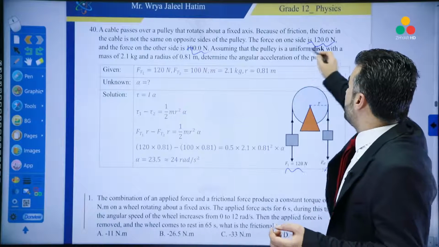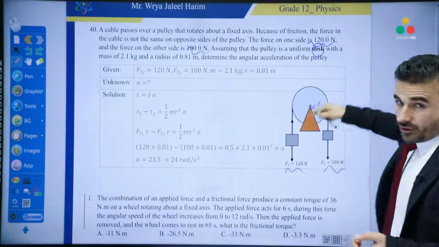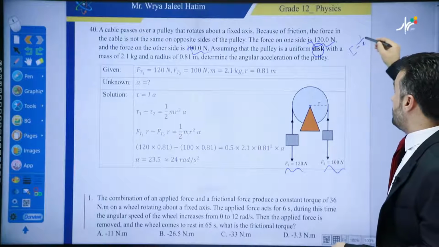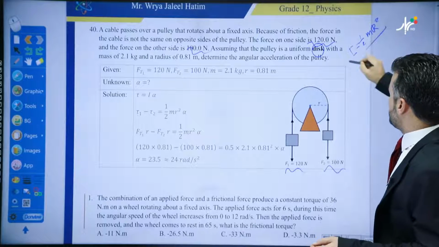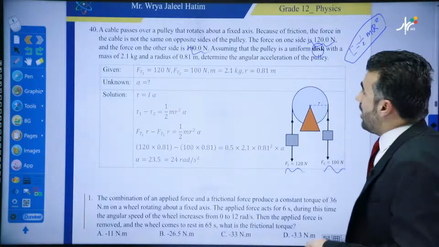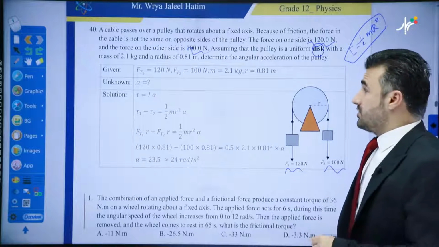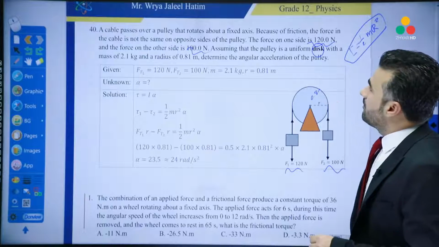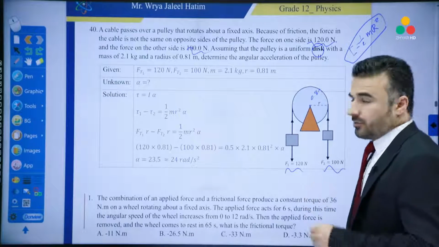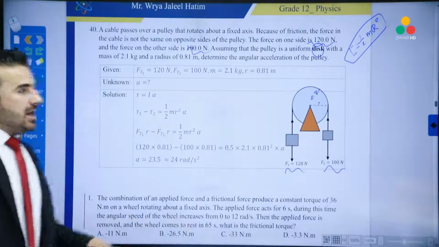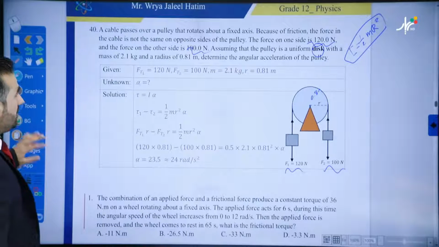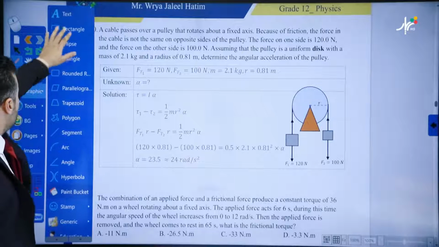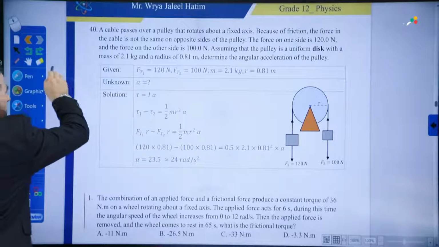Assuming that the pulley is a uniform disc, remember, what is the moment of inertia of a disc? Moment of inertia is 1/2 mass times radius squared, you will need this. The mass is 2.1 kilogram, and the radius is 0.81. Determine the angular acceleration of the pulley. How do you find the angular acceleration of the pulley? Now this could be very easy, and also very confusing at the same time, so you better pay attention so you can understand well.